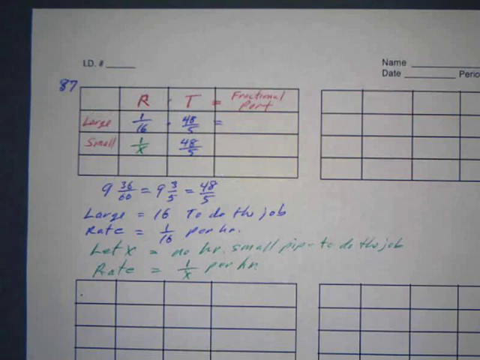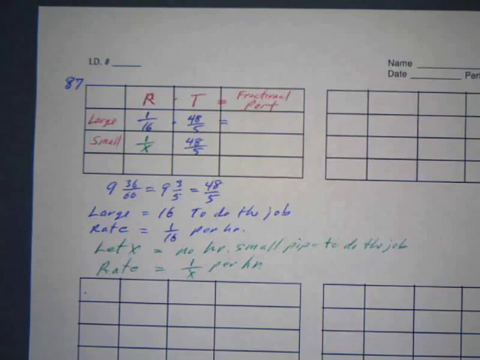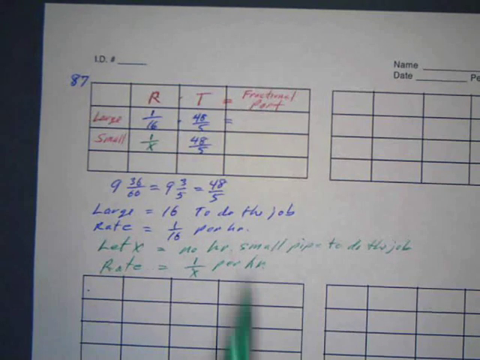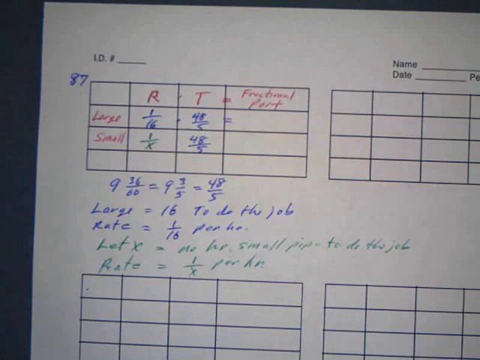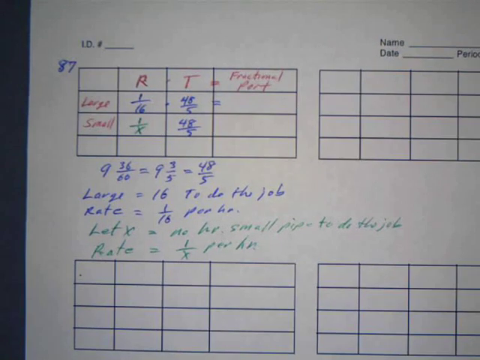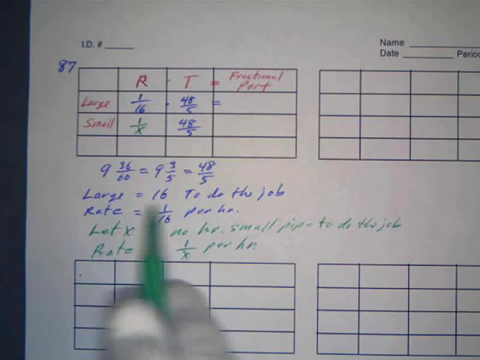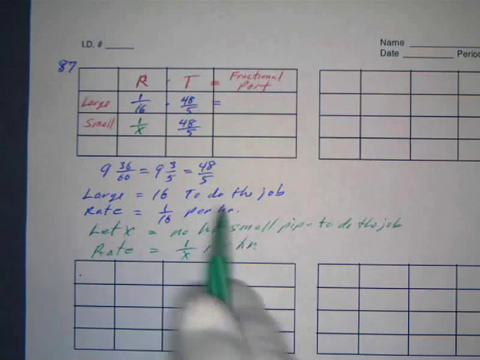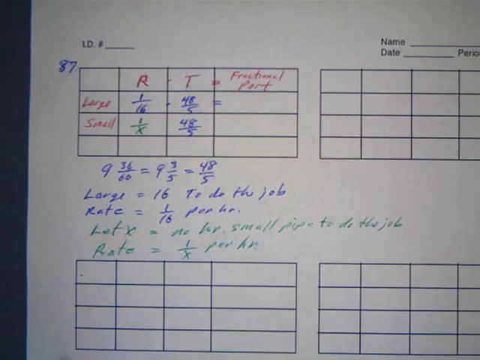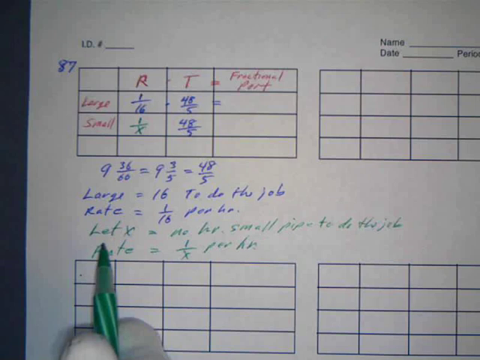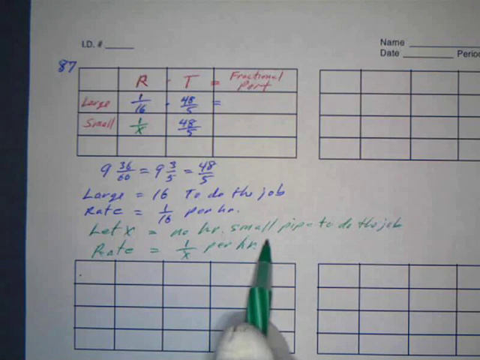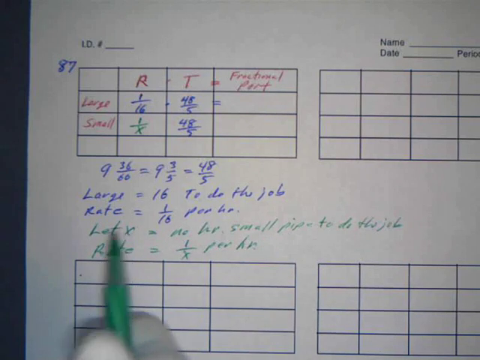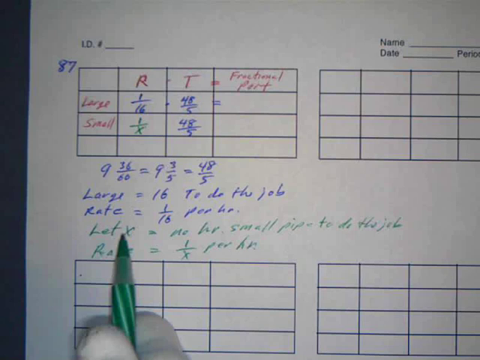There you go. That's focused. So this is the rate of the large pipe. Remember, the large pipe takes 16 hours to do the whole job, so its rate would be 1/16 per hour, or 16 hours to fill the vat. The small pipe, we don't know, so we're going to call that X hours. That's what we're looking for, how many hours it would take the small pipe to fill the vat by itself.